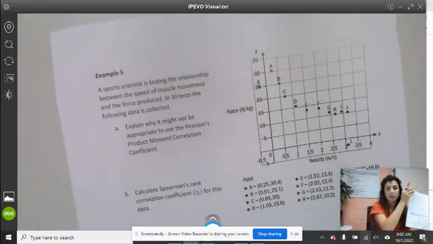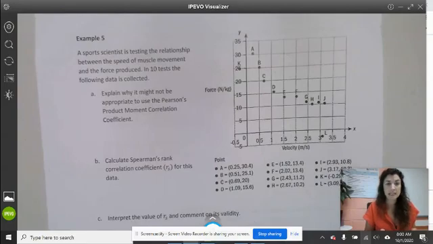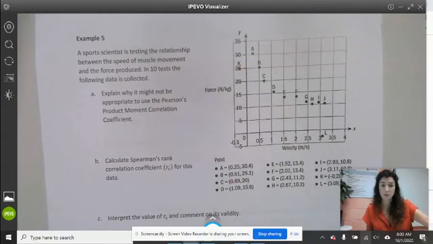Okay, a sports scientist is testing the relationship between the speed of muscle movement and the force produced. In 10 tests, the following data is collected. Explain why it might not be appropriate to use the Pearson's product moment correlation coefficient.